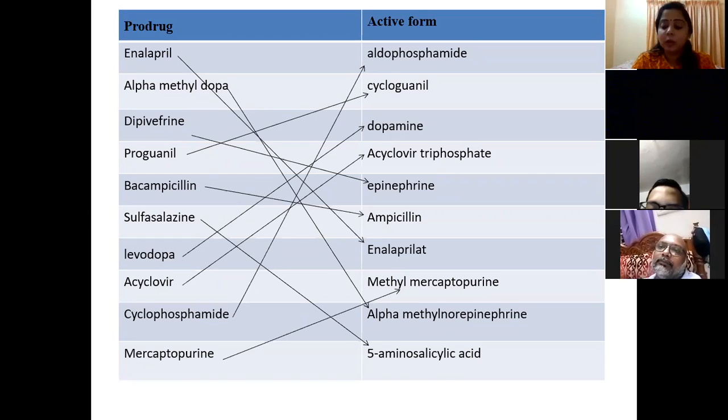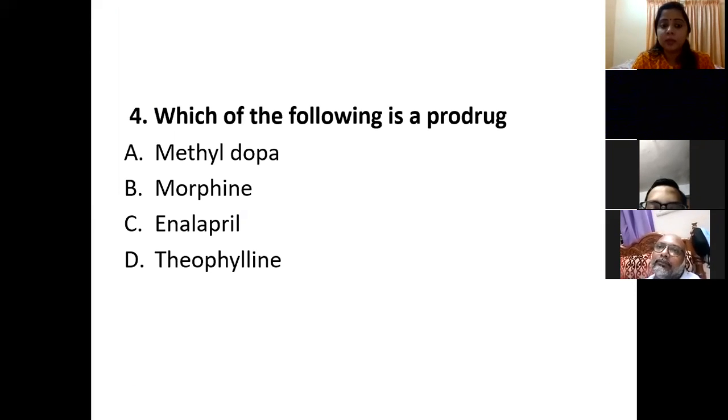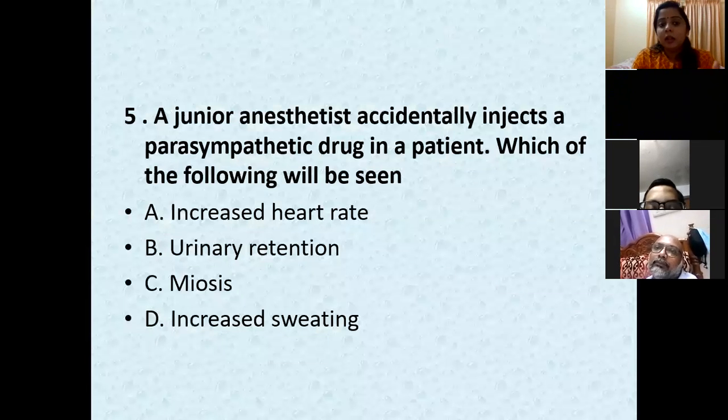Okay. Now coming to our last question. Which of the following is a prodrug? The answer is clear now. Methyldopa, morphine, enalapril, theophylline. It is enalapril.